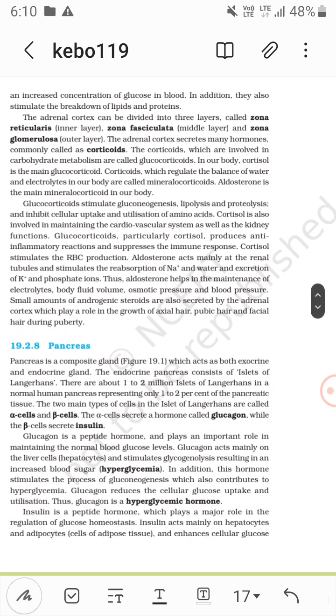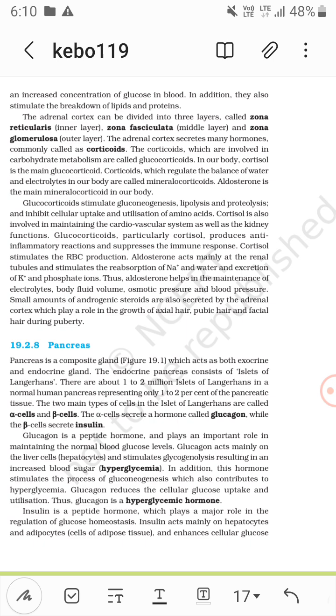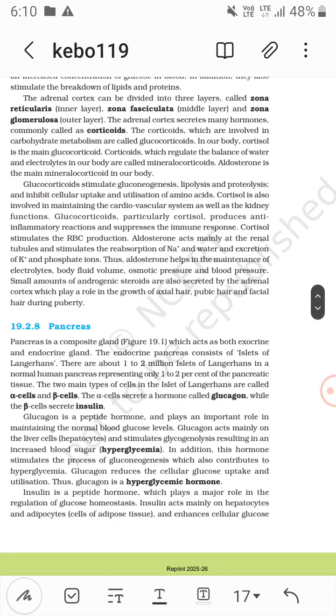mineralocorticoid. Now glucocorticoids stimulate gluconeogenesis, lipolysis, proteolysis, and inhibit cellular uptake and utilization of amino acids. So they increase the blood glucose level. And cortisol also plays a role in maintaining the cardiovascular system as well as kidney functions. So this is cortisol, right?